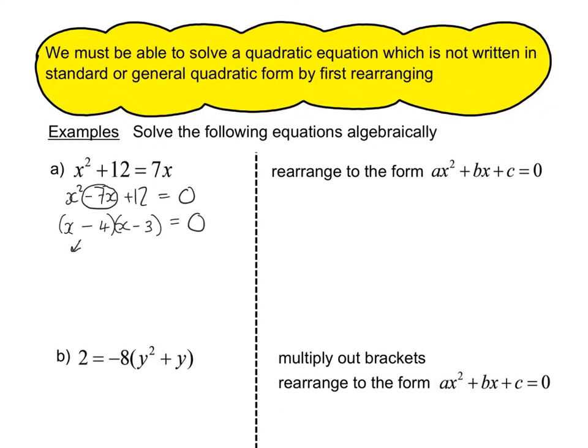Once again, that splits into our 2 separate equations. x minus 4 equals 0, or x minus 3 equals 0. So x equals 4, or x equals 3.